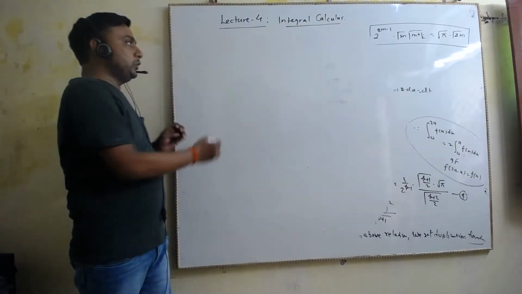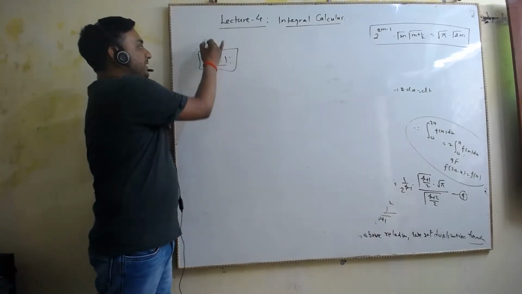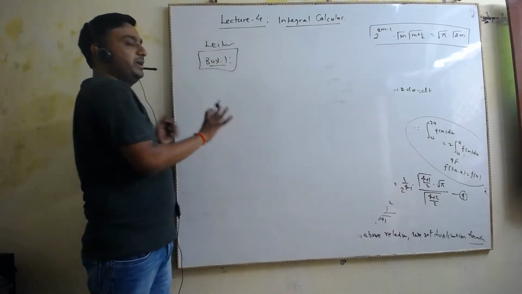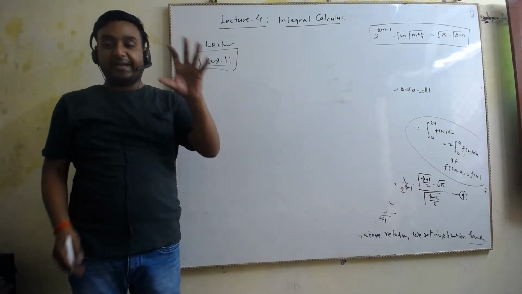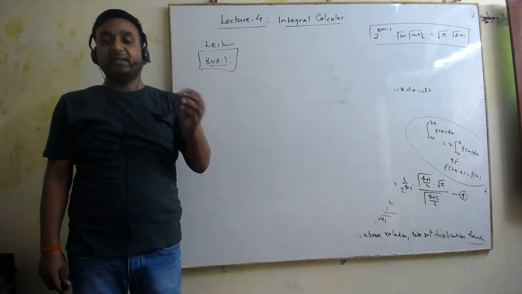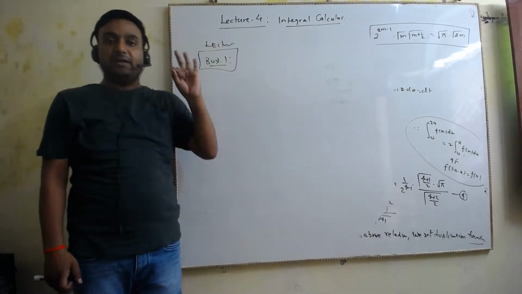So what I told you, box 1, right? When I discussed the lecture plan, the first box was simple integrations, finite and infinite, with beta gamma function. So that I have done here.